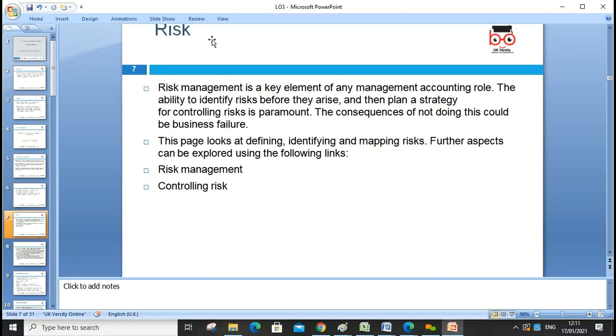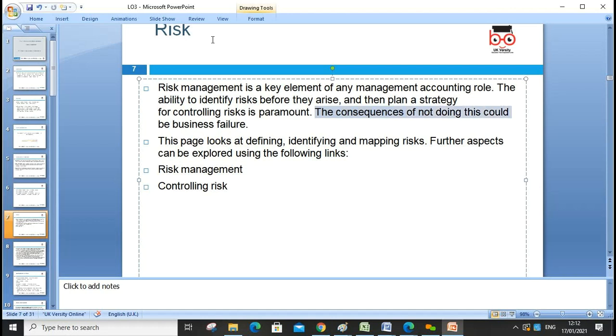Risk management is a key element of the management accountant's role. If you're a management accountant, you have to look around for risk. The ability to identify risks before they arise is your ability. You need the knowledge and ability to identify the risk before it actually arises. Then you plan your strategy for controlling risk, which is paramount. The consequence of not doing this could be the failure of the business, or even the failure of a country if not managed.